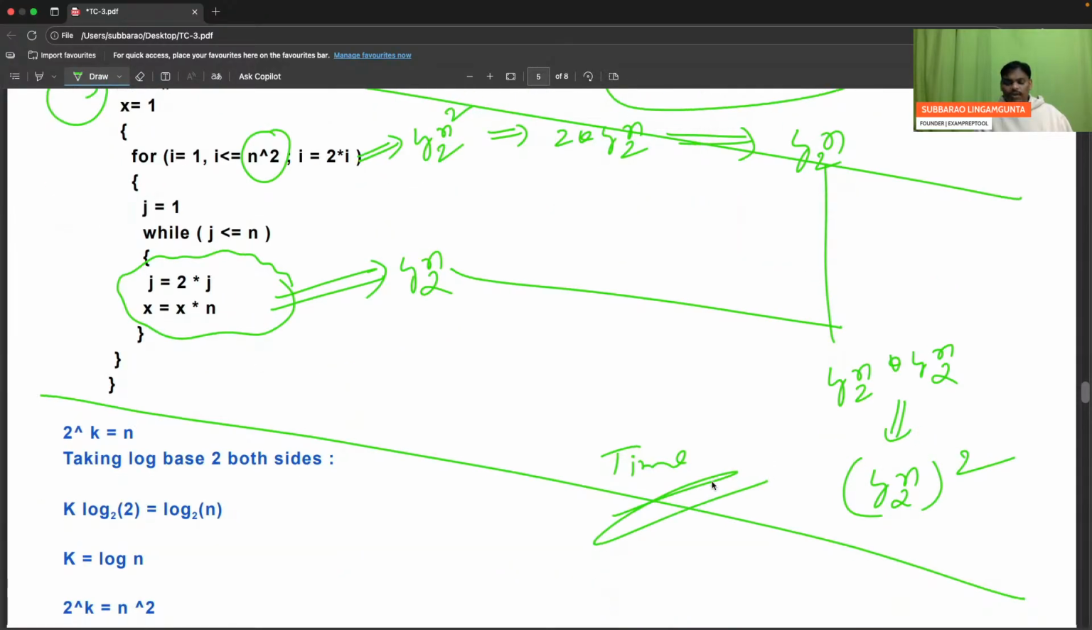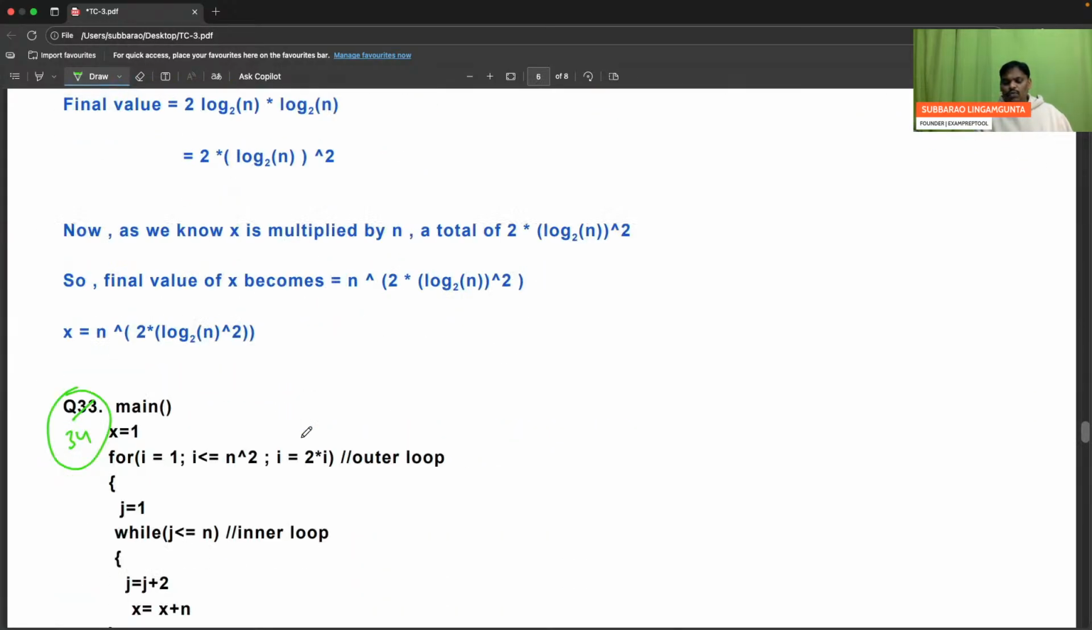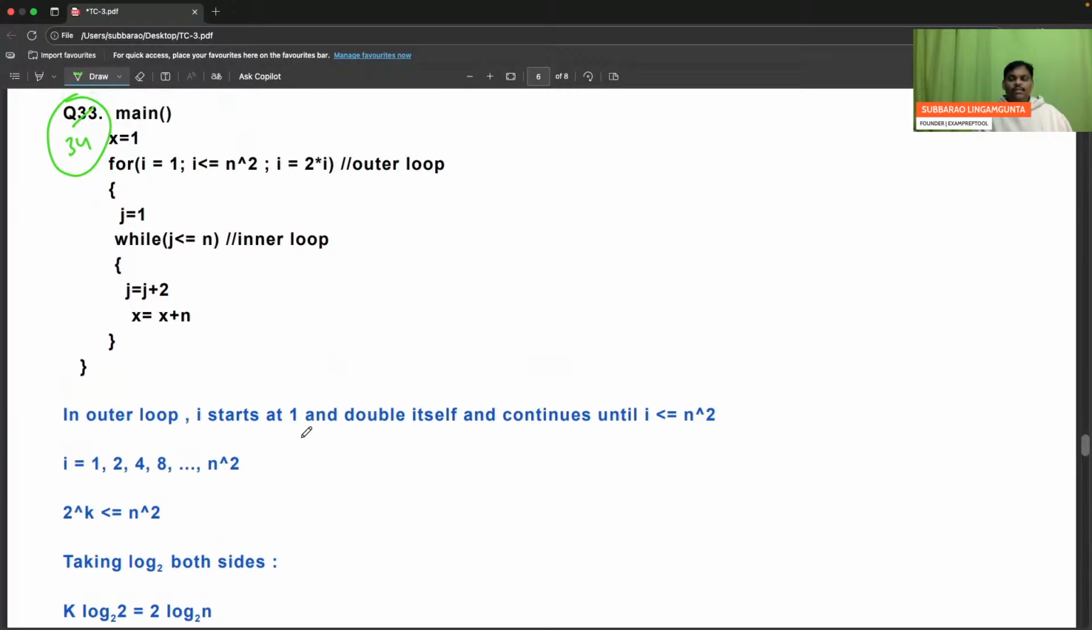Time complexity is log n squared. There may be some more values he is asking, like the x value. You can find that out yourself; that is not the goal. Our goal here is time complexity finding. The purpose of this class is time complexity finding. Right? Fine. Come here, be careful. Question number 33. Sorry, 34.